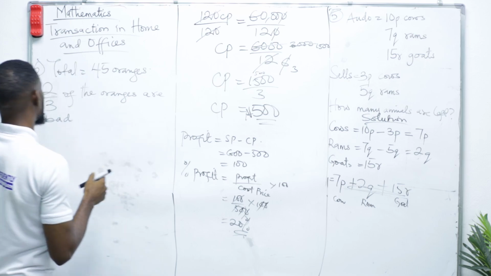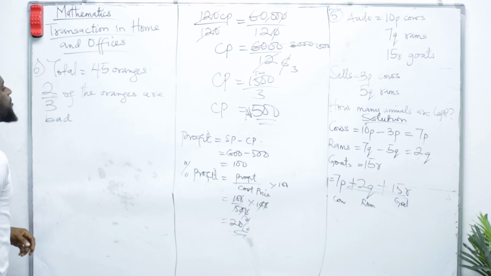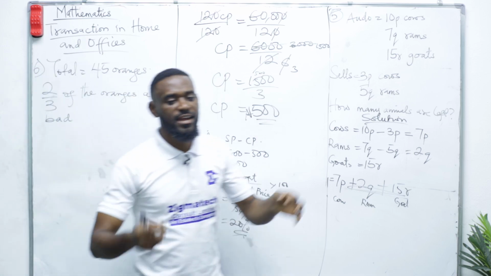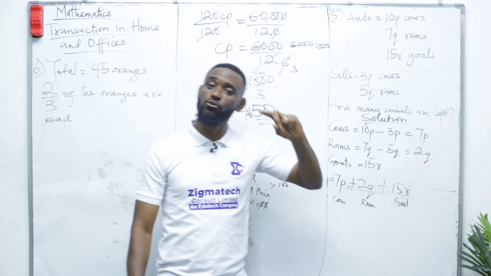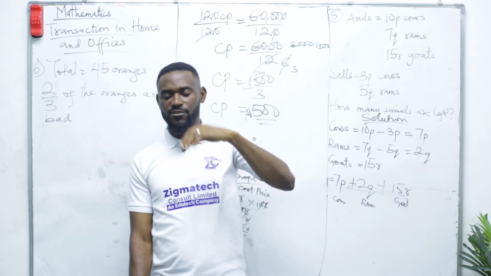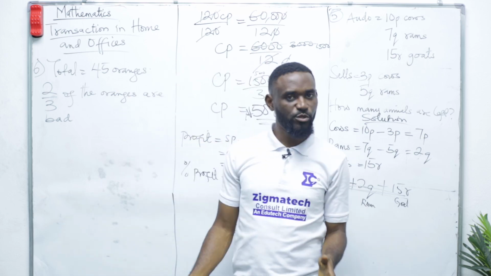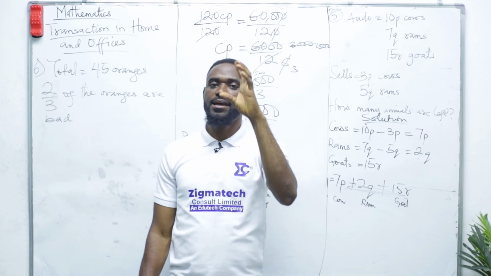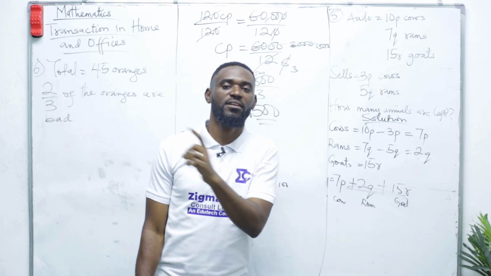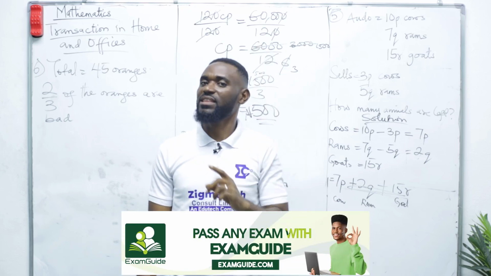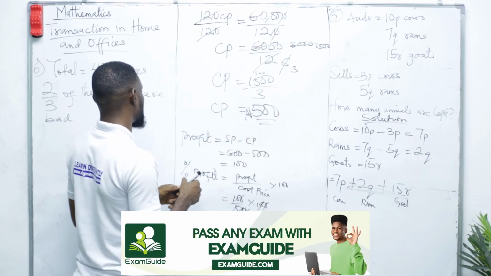Two over 3 of the oranges are bad. Okay. Now the question is, how many are good? If 2/3 of it are bad, it means that 1/3 should be good, right? Because if the whole is 1 and we have removed 2/3 out of the whole, the remaining will be 1/3. Is that okay now? All right.